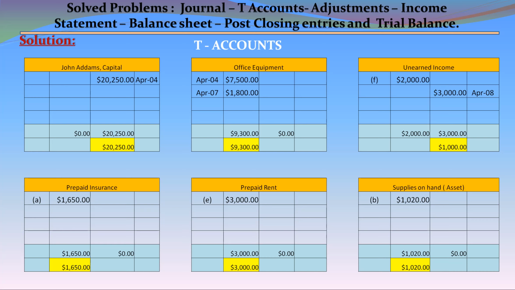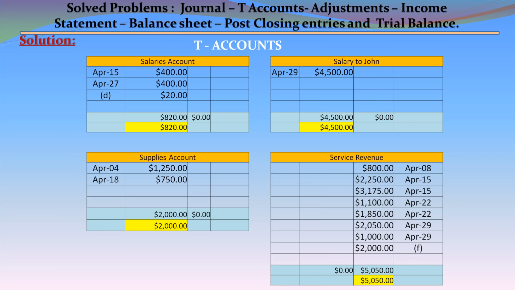Credit balance. Prepaid insurance 1,650. So balance 1,650. Prepaid rent adjustment E 3,000. So debit balance 3,000. Supplies on hand asset 1,020. 1,020 debit balance. Salaries account April 15 400. April 27 400. Adjustment D outstanding salaries 20. Total salaries debit balance 820.